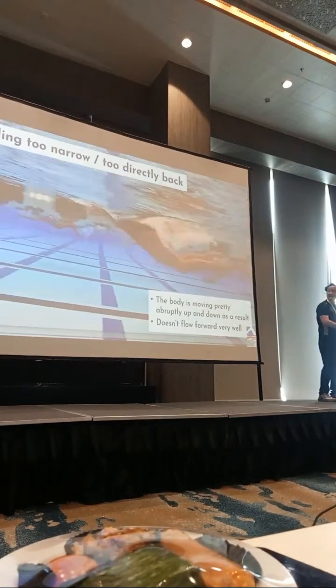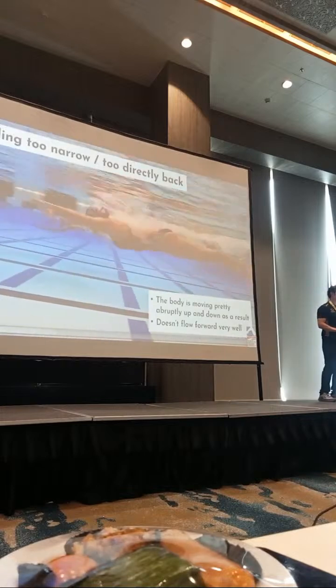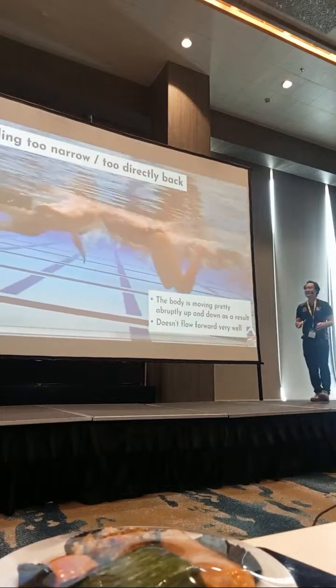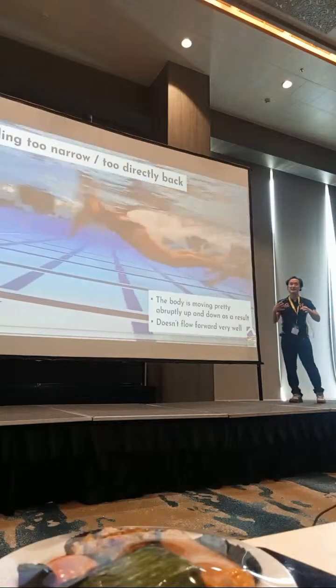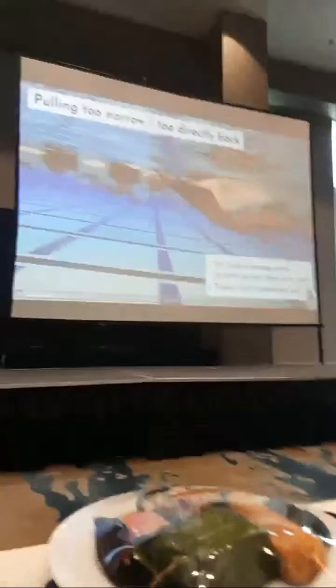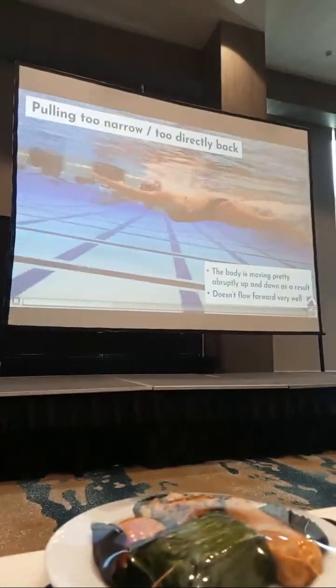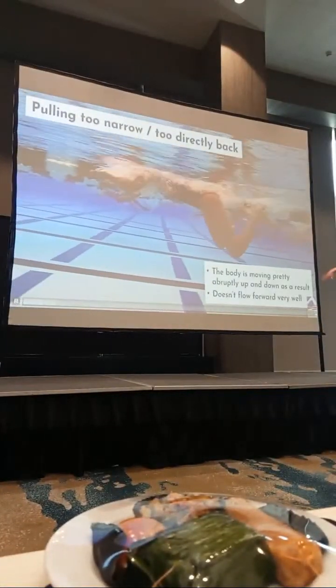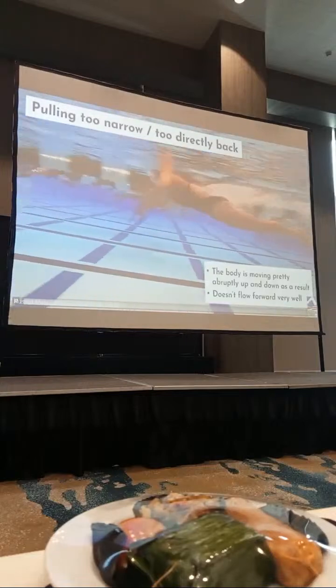And just another example of someone who pulls more straight back. Again, this is what makes breaststroke so unique: when you pull straight back, you come up and down, up and down. You want to keep it round and leaning forward.